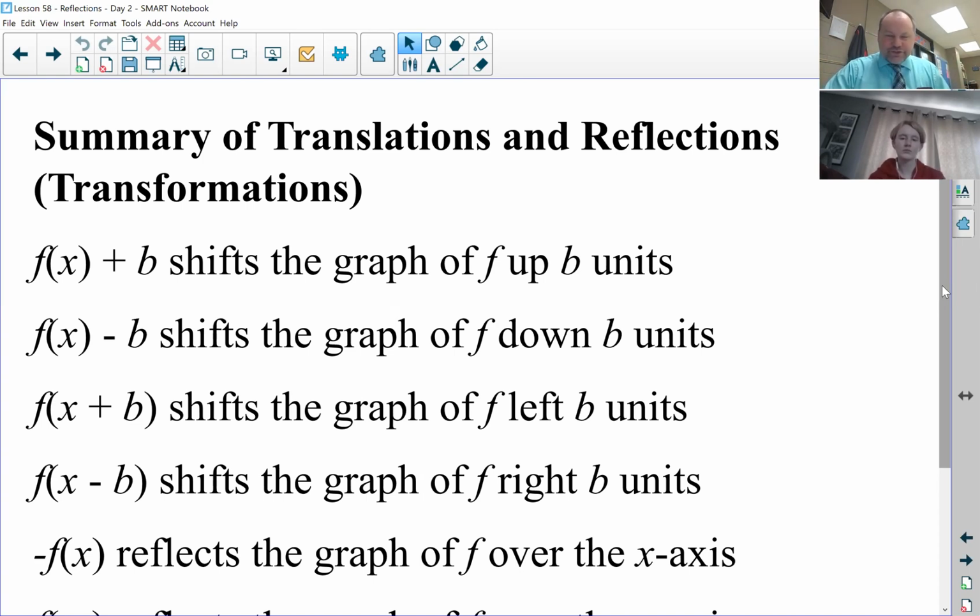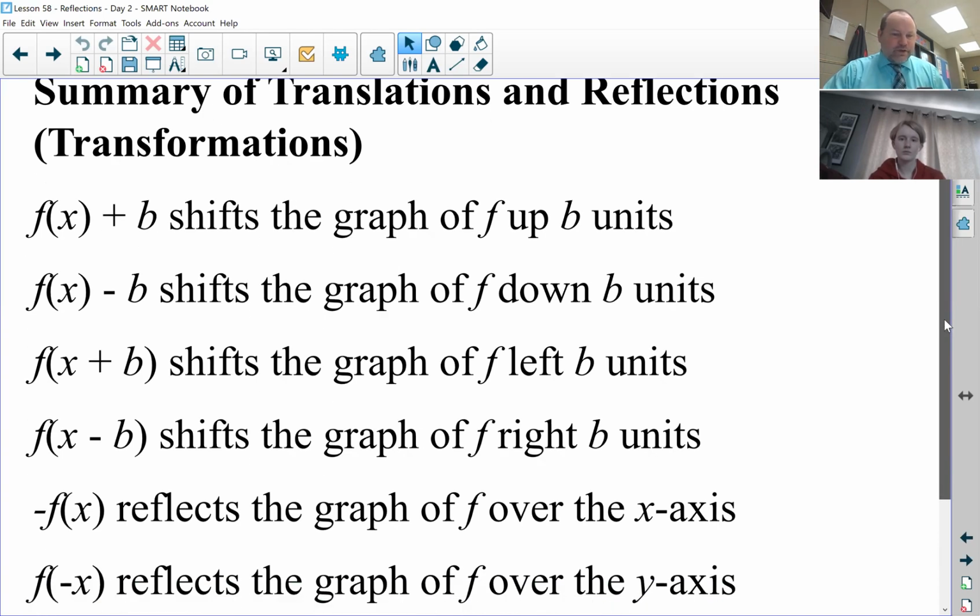And then the reflections, if you take the opposite of the function, that's the opposite of the y value, that reflects the graph over the x-axis. And if you take f of the opposite of x, that reflects the graph over the y-axis. It's kind of, to me, kind of backward, right? You would think that taking the opposite of the x would deal with the x-axis, but it doesn't. So just be careful on those.